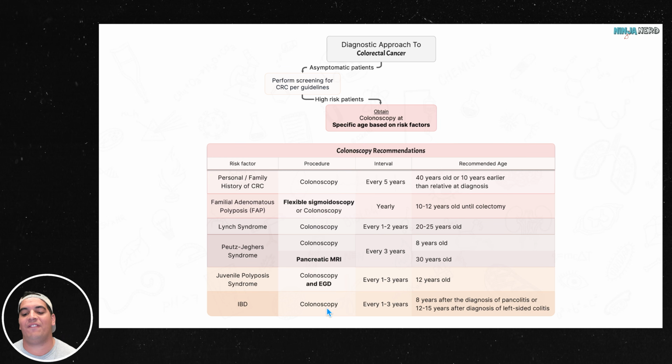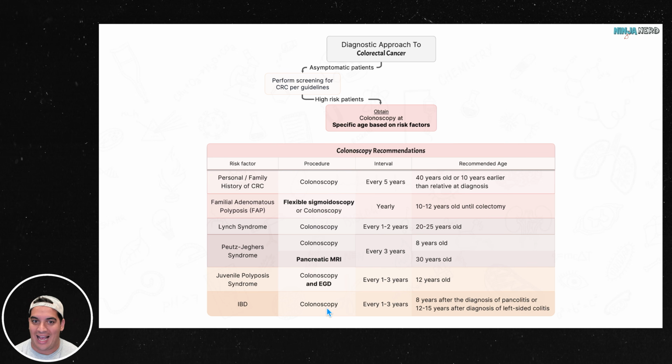Or 12 to 15 years after the diagnosis of left-sided colitis, meaning it's just involving more of the rectum and the sigmoid colon, and maybe even the descending. So you can go 12 to 15, which is definitely a lot later because it's only involving one part of the colon. But if it's involving the entire colon, you got to go every 8 years. All right. 8 years after the diagnosis, and then go every 1 to 3 years. All right. That's a lot.